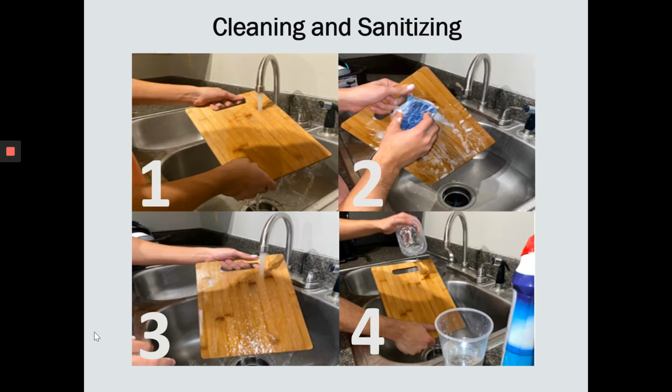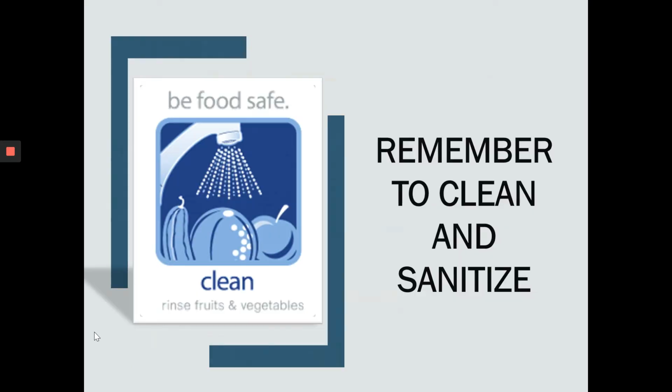The process for cleaning and sanitizing includes removing dirt and food debris by first rinsing and second using a scrubber with soap. The third step is to rinse off all of the soap, and then fourth, apply a sanitizer and let the utensils, equipment, or surfaces air dry. Remember to clean and sanitize.